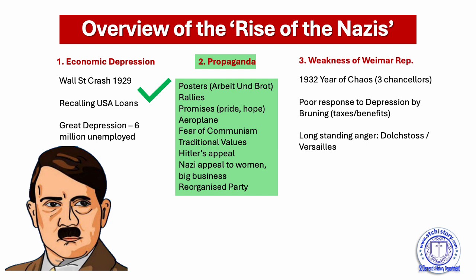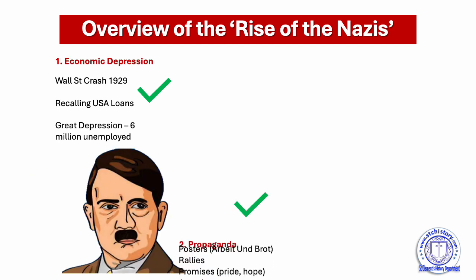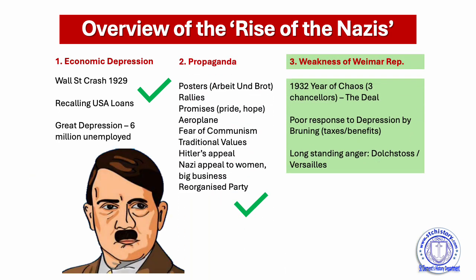The weakness of the Weimar Republic, as we'll now focus on, is going to be focusing on the 3 chancellors in 1 year. That doesn't look particularly good, does it? That looks like chaos. The response to the depression, we've already looked a little bit at Bruning's policies, the taxes, the benefits, and of course calling on the old fears and angers of Dolchstoss and Versailles. The Weimar Republic never really started on a very strong footing, did it?